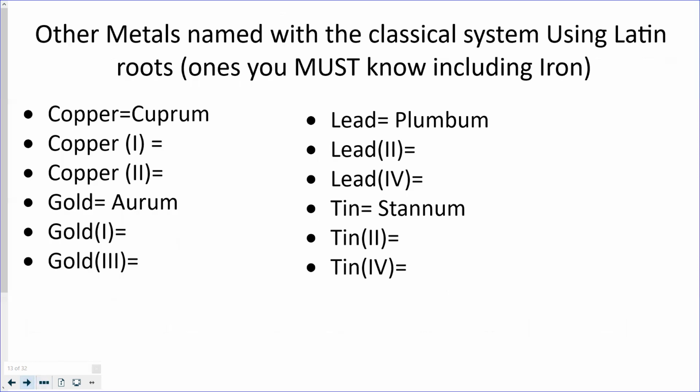So the other 4 that you have to do, the next one is copper. Copper symbol is Cu. That comes from its Latin name of cuprum. Copper can either be a +1 or a +2 charge. So copper 1 is the lower charge. That will be cuprous. And copper 2 is the higher charge. So that will be cupric.